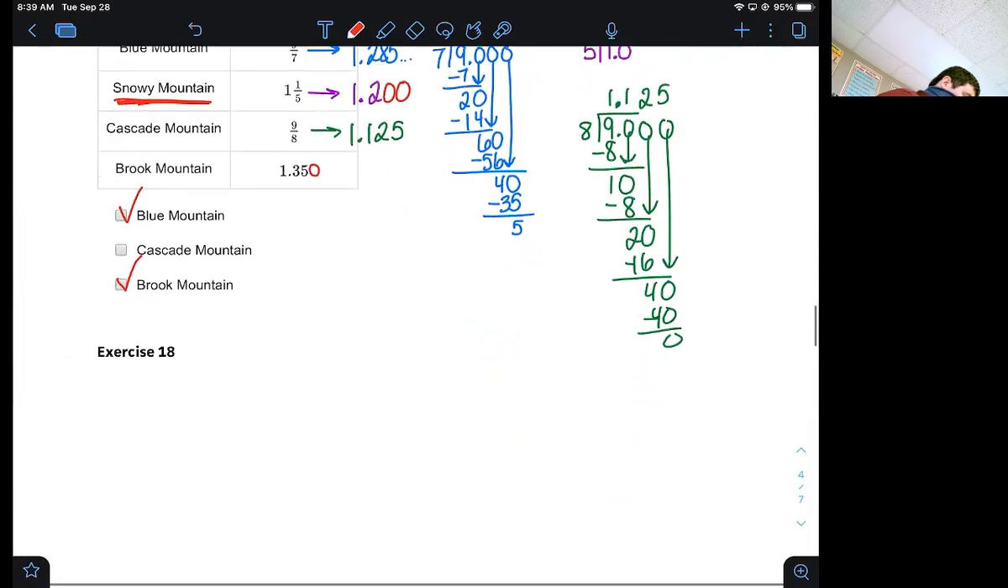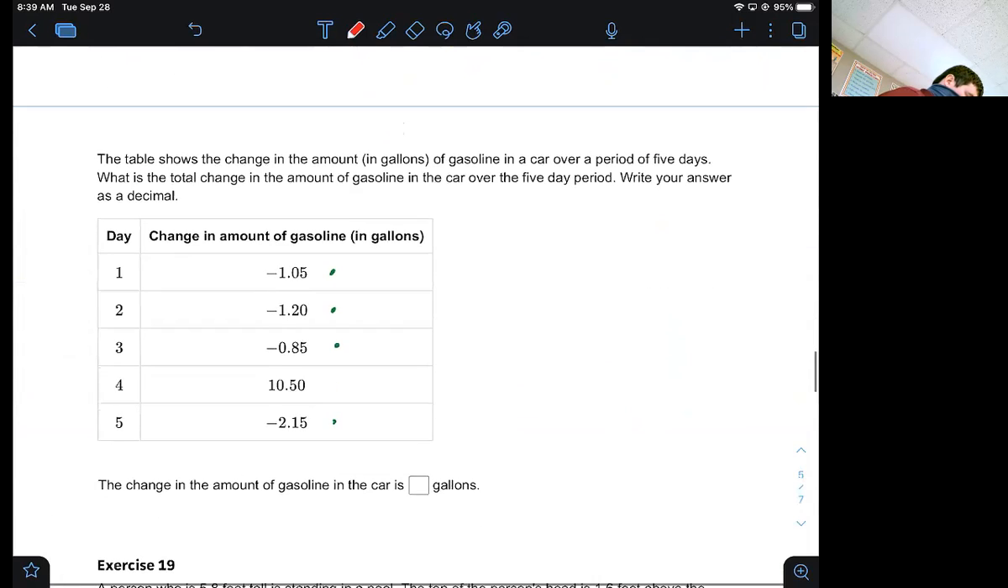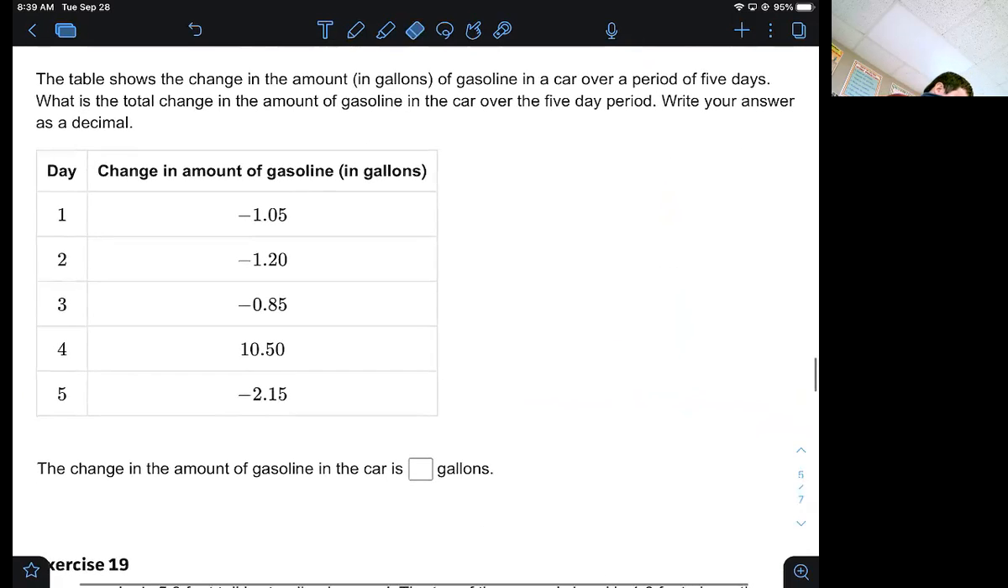Number 18. The table shows the change in the amount of gallons of gasoline in a car over a period of 5 days. What is the total change in the amount of gasoline in the car over that 5-day period? Write your answer as a decimal.